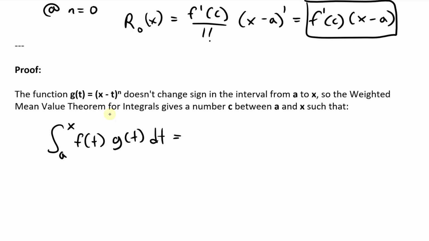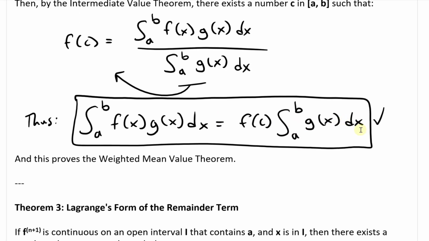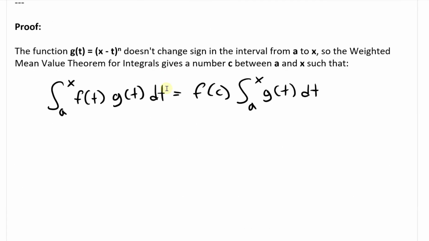This is going to be equal to f(c), writing everything in terms of t, times the integral from a to x of g(t) dt. Just to see this again, this is exactly the one above, but instead of x we're using t because we're evaluating from a to x. So f(c), and this is g(x) again, so the integral of f times g.